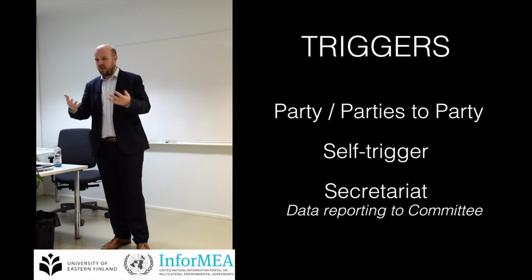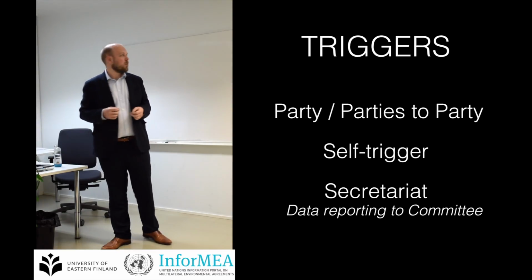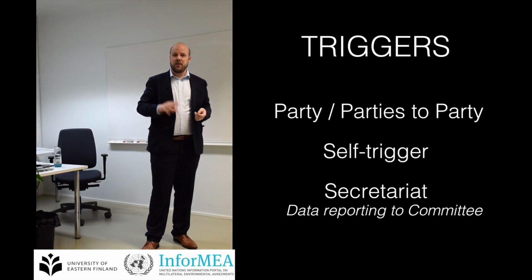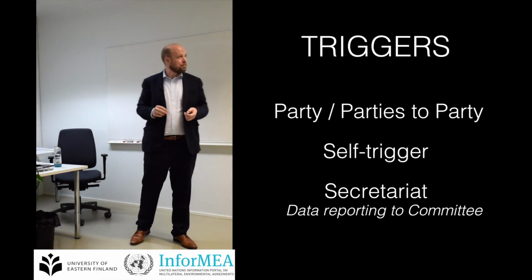Like any other compliance mechanism, we start with a trigger. So basically, someone providing information of when a party might be in non-compliance. So for the Montreal Protocol, the triggers are threefold. It might be a party itself, that as I was explaining, might refer itself to the compliance committee or to the implementation committee. It might be another party or group of parties referring a party.